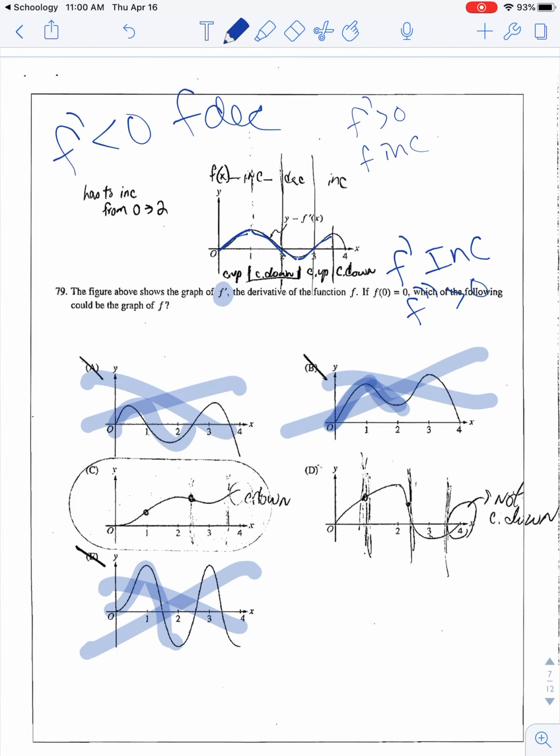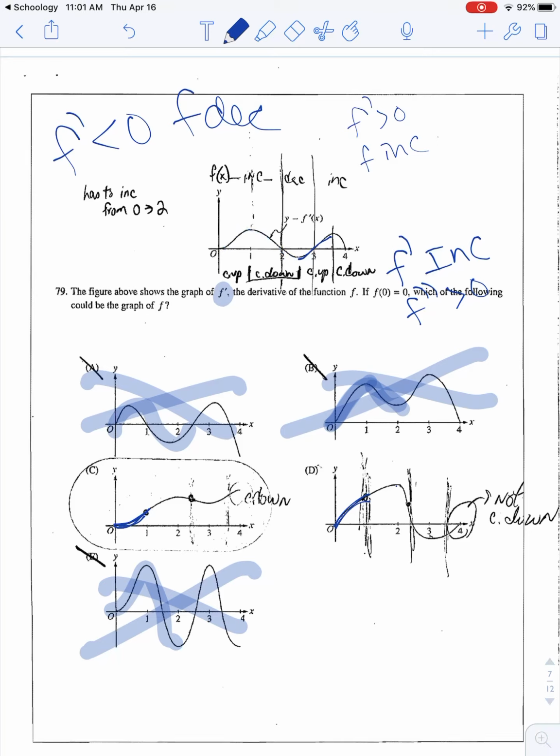Then it's increasing, so it has to be concave up. So when I look from 0 to 1, derivative is increasing. From 0 to 1, that's concave up. From 0 to 1, this is concave down. Right there, I can say I'm done. I know that the answer has to be C. But let's keep going and let's check.